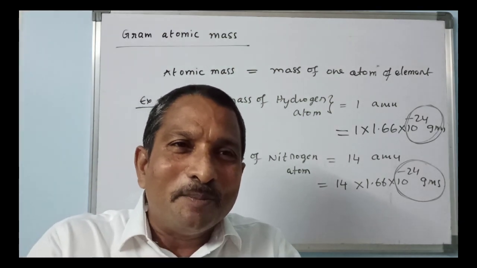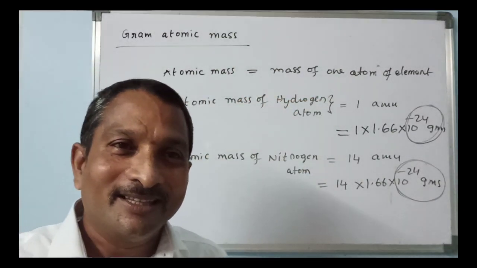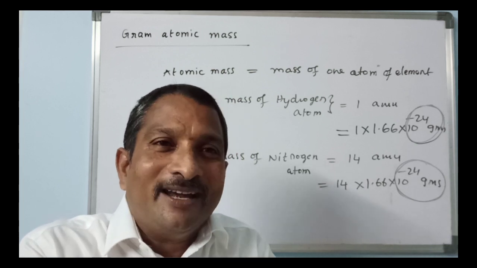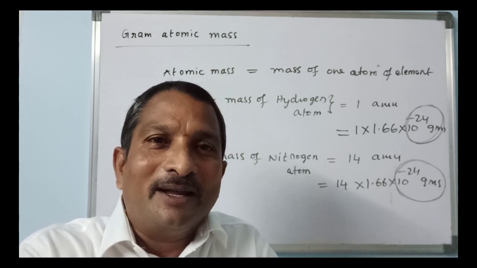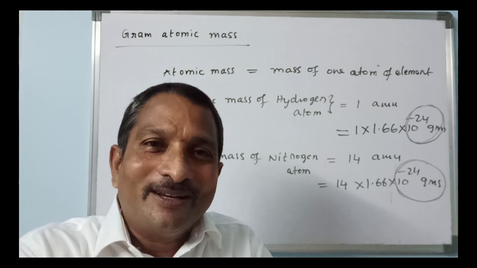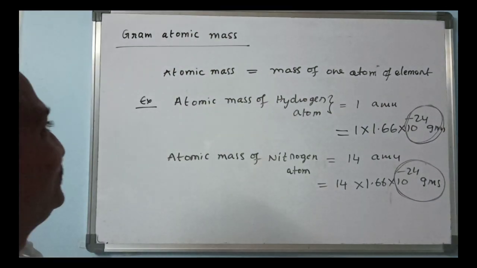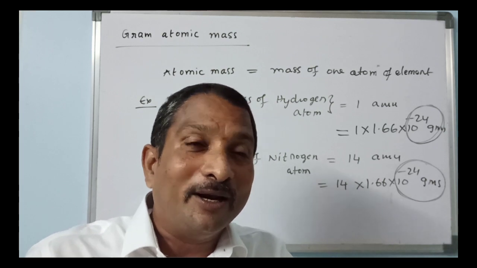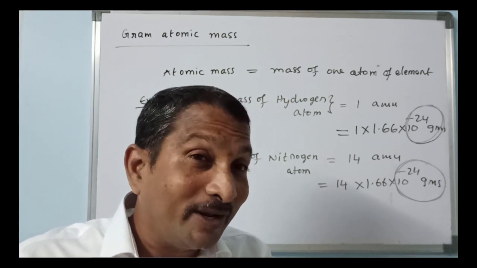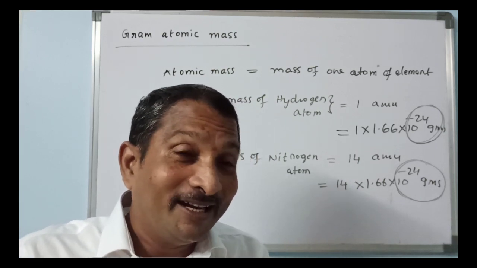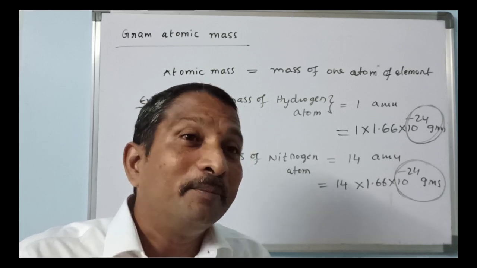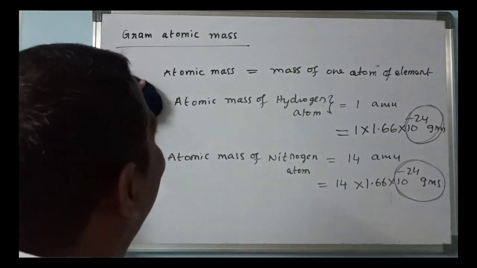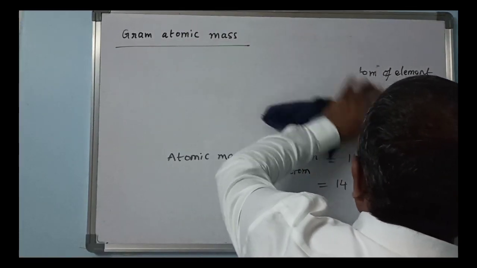It is difficult to measure mass of one atom. That's why we have to calculate mass of a group of atoms. Here group means Avogadro number. Clear, all of you? Okay. Now I am going to calculate mass of Avogadro number of atoms, because mass of one atom is difficult to measure, as it is a smaller value.